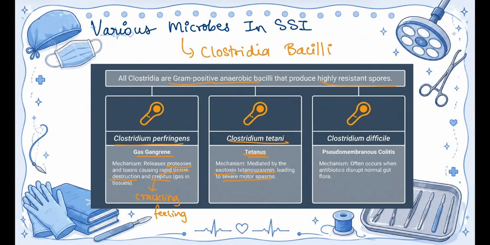Meanwhile, Clostridium difficile causes pseudomembranous colitis. This most often happens when broad-spectrum antibiotics disrupt the patient's normal gut flora.